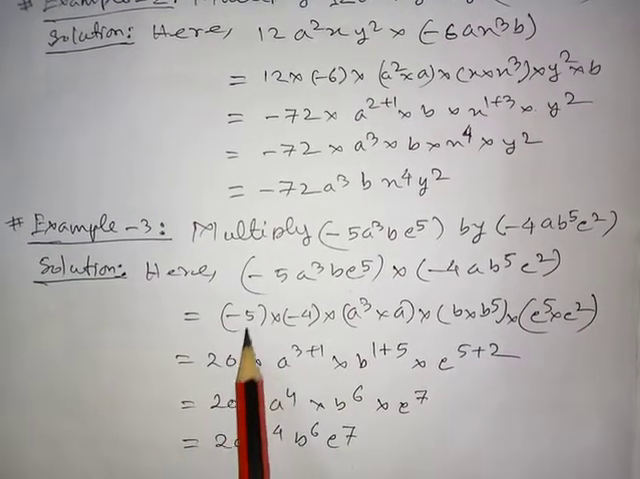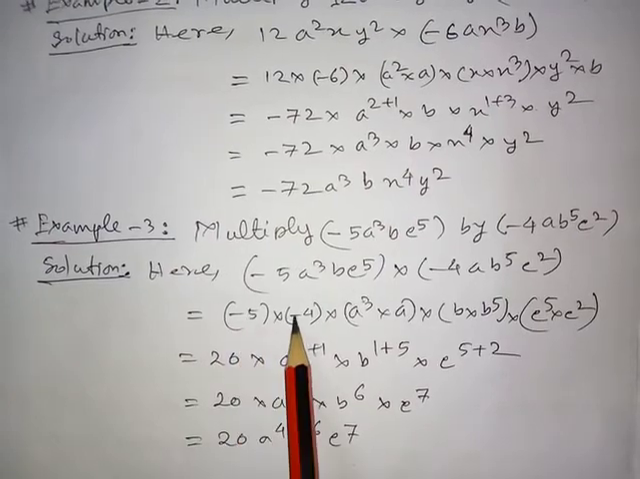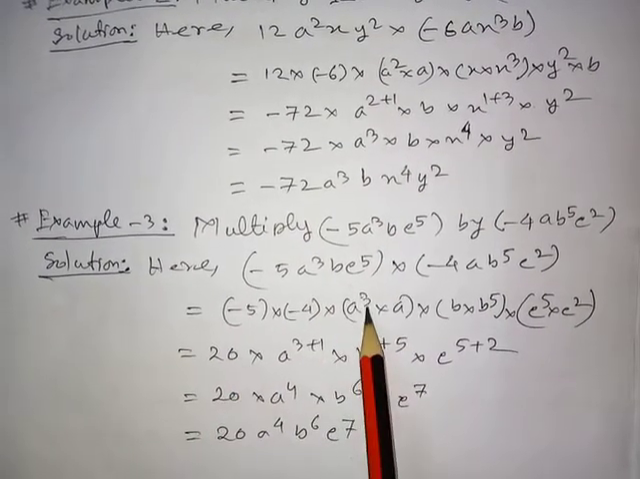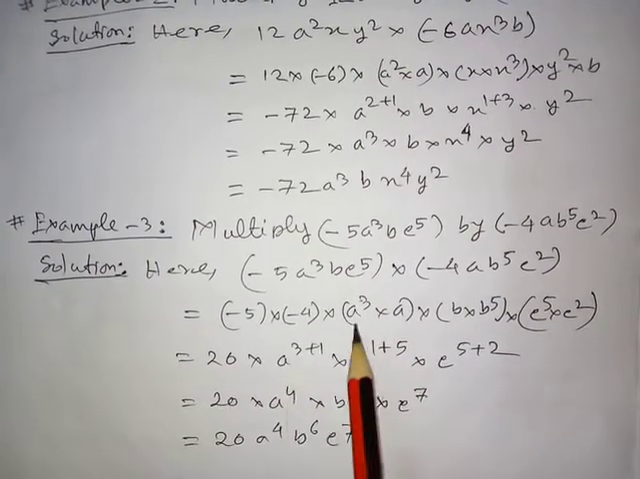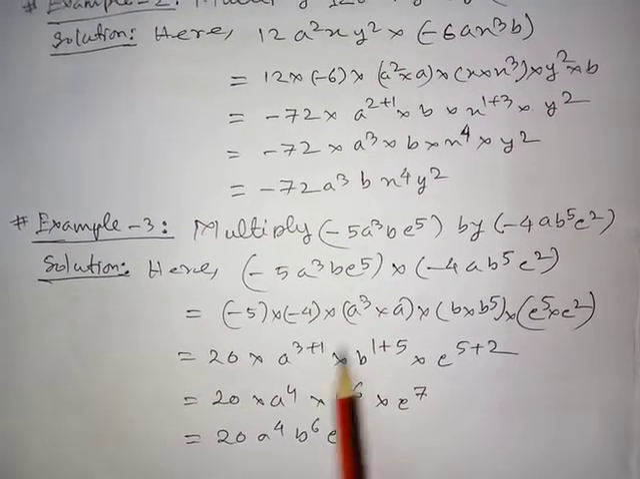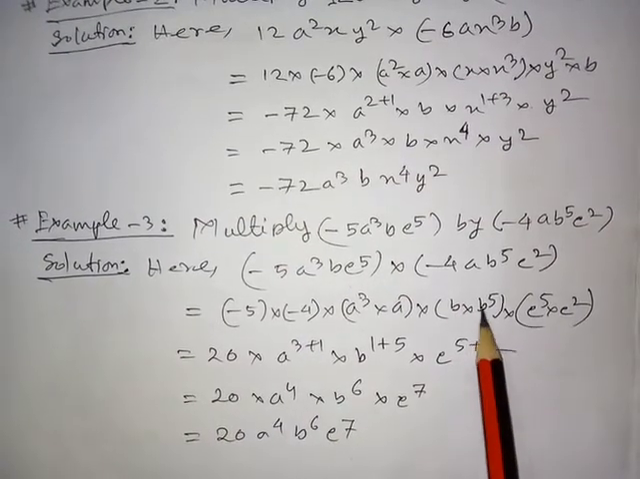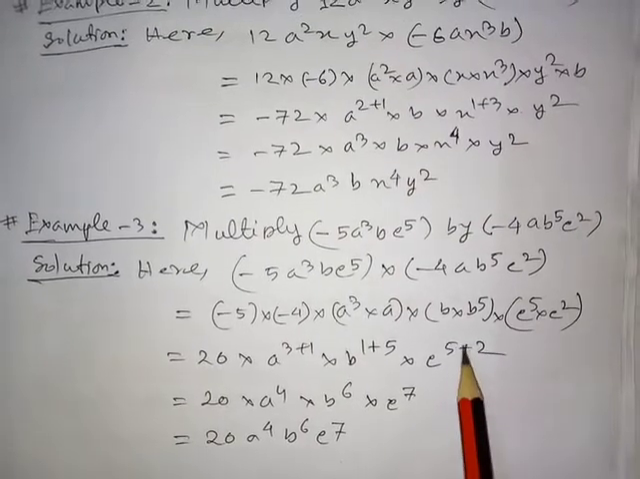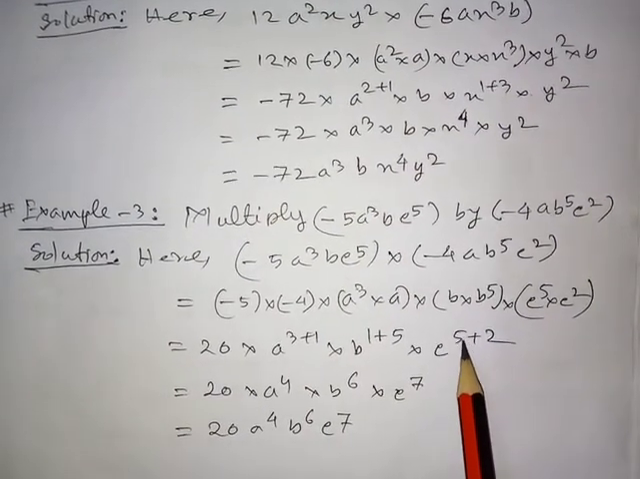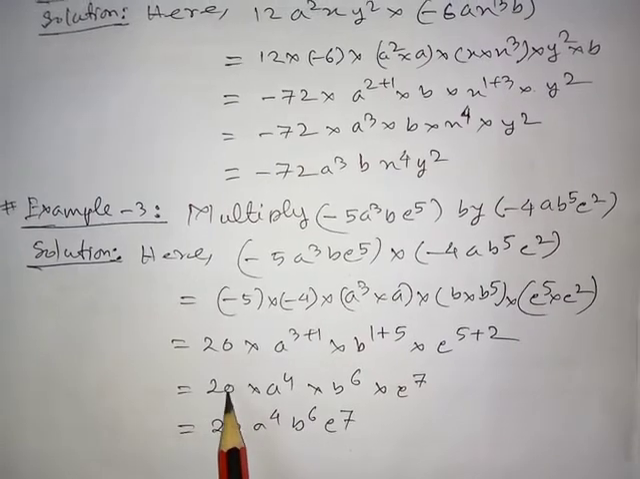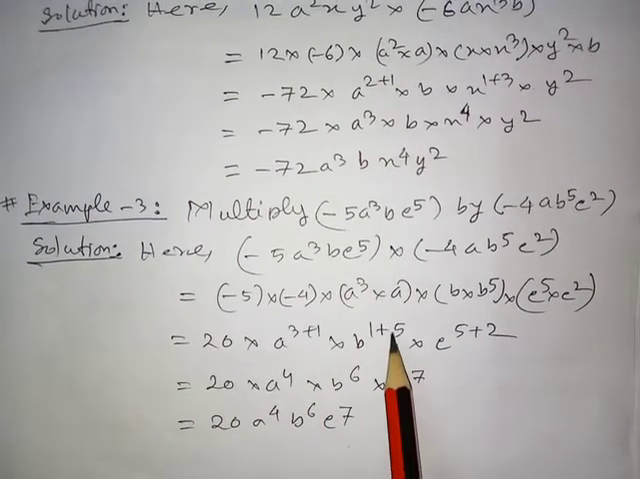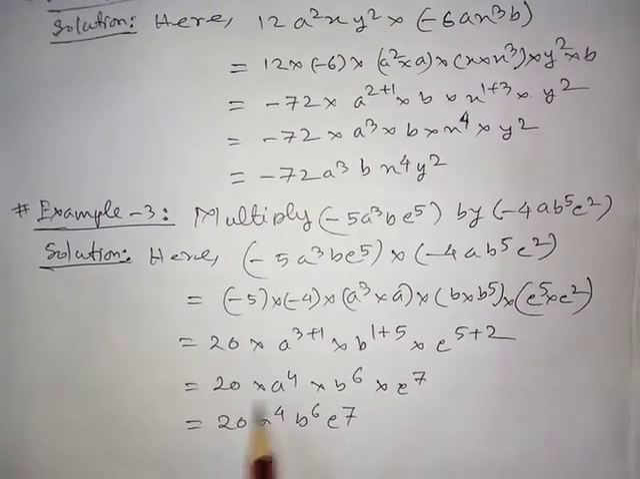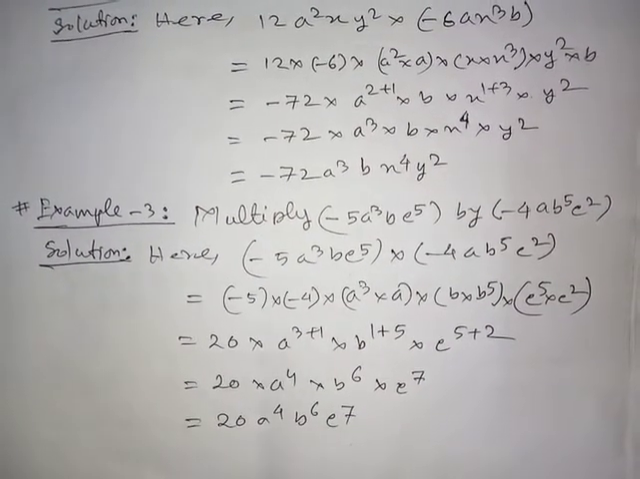Now look what we are getting: minus minus will be plus. When minus and minus are multiplied, the result will be plus, and 5 multiplied by 4 equals 20. A cube and a, the base is the same a, so the powers will be added. Here b, same base, powers will be added, 1 plus 5. Here also the base is the same, powers will be added according to the multiplication law of exponents, 5 plus 2. Then what we are getting here is 20 a4 b6 c7. So at last we will get 20 a4 b6 c7.